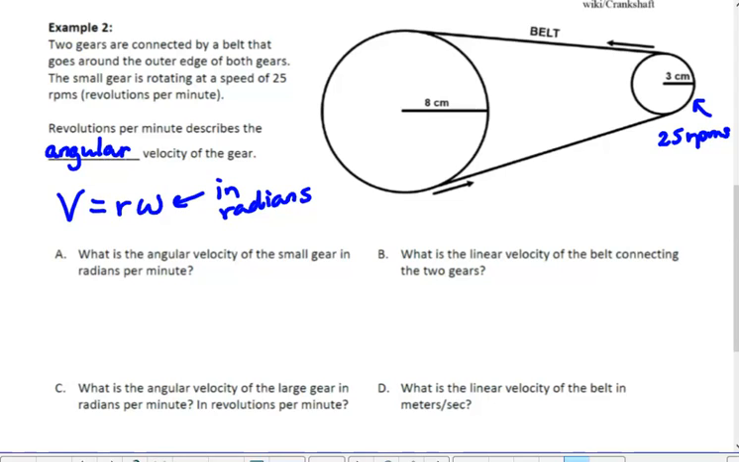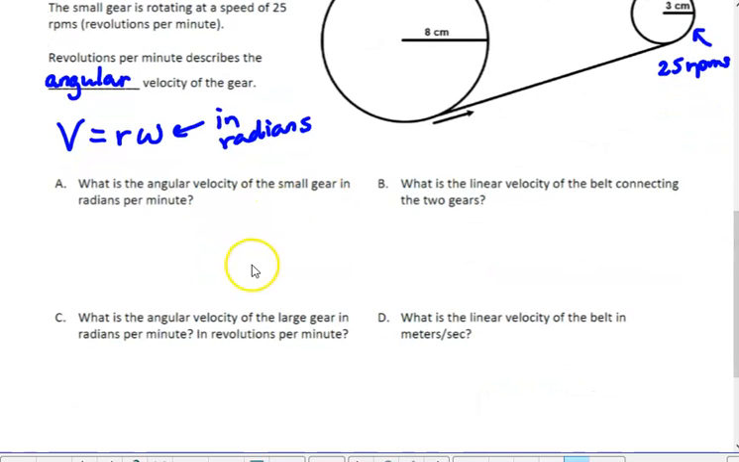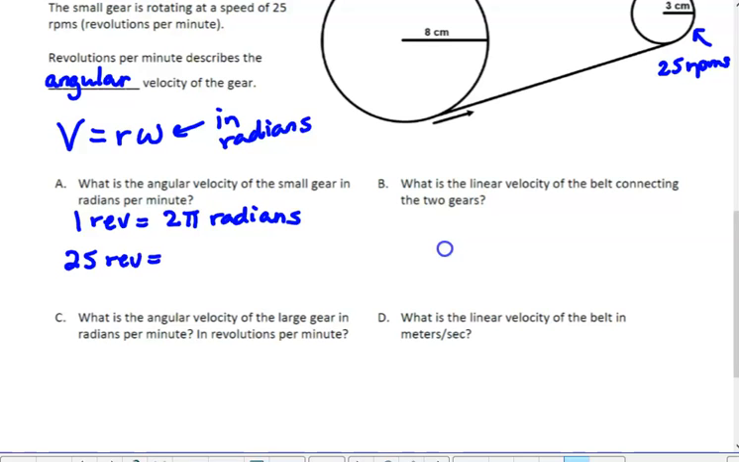So the first thing we have to do is change revolutions per minute into radians. So what is the angular velocity of the small gear in radians per minute? Well, what we have to recognize is that 1 revolution is equal to 2 pi radians. So if we have 25 revolutions, it is going to be 25 times 2 pi radians. So we have 50 pi radians per minute. In other words, going 25 times around every minute. So that's going 50 pi radians in a minute.